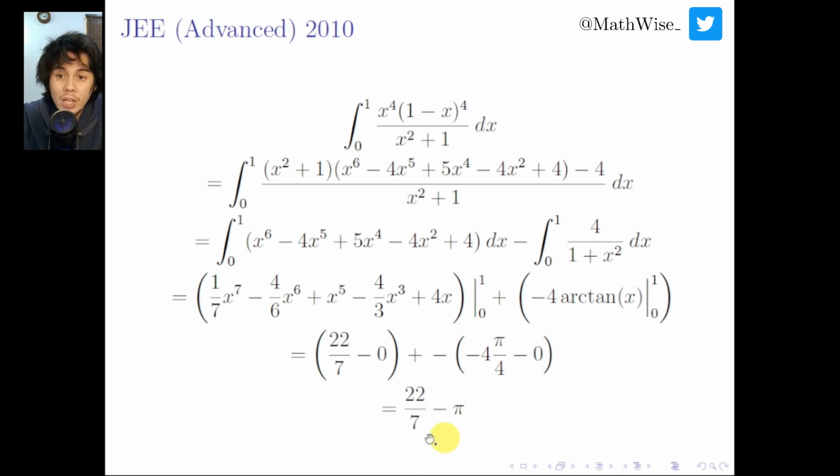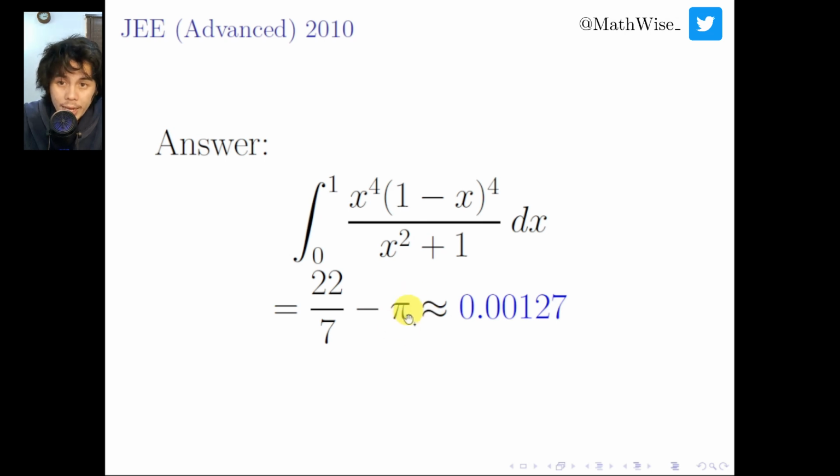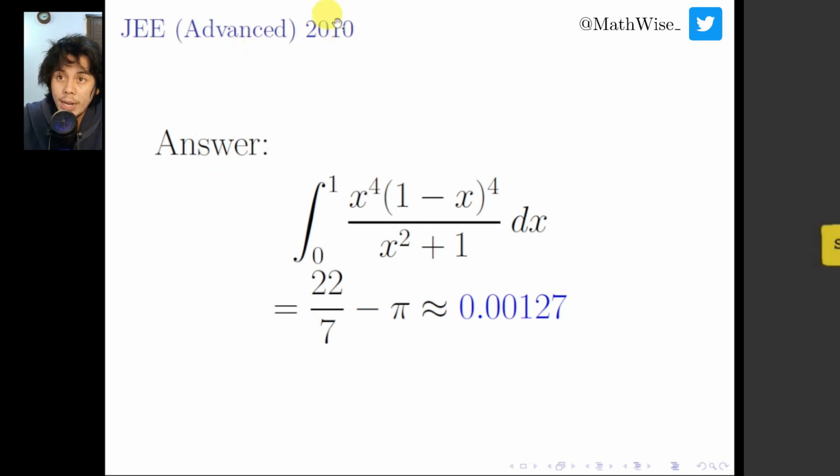And this result is not 0 because pi is actually less than 22 over 7. The 22 over 7 is actually just an approximation for the number pi. Okay, so this is the answer of this problem from the JEE Advanced 2010.